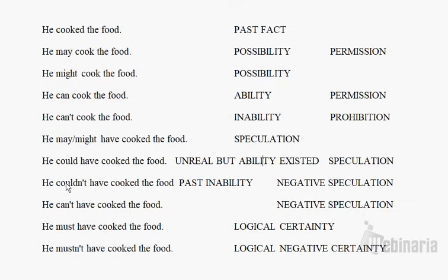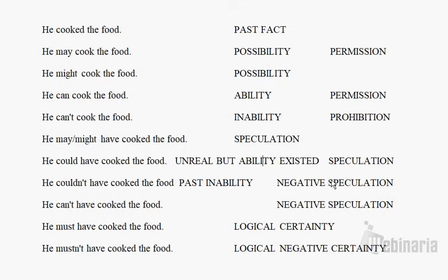He couldn't have cooked the food. So this again splits into two possibilities. First, a past inability. He couldn't have cooked the food because there was no gas. So it was impossible. He couldn't have cooked it because he didn't have the means to cook it. So, the inability in the past.